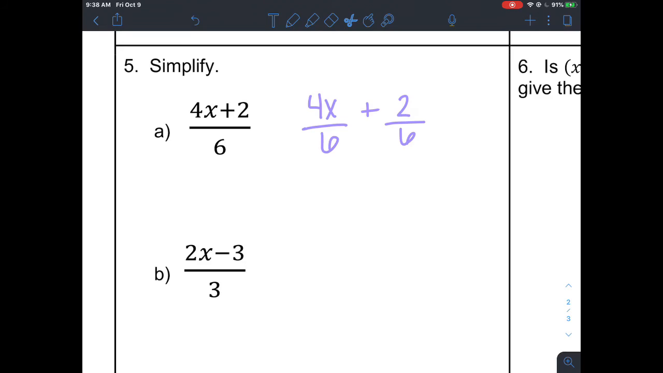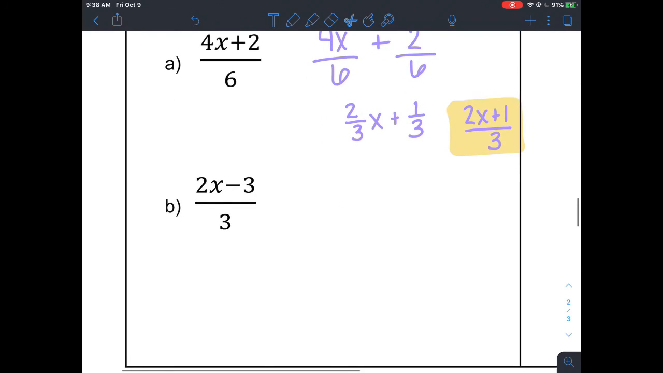Next one, we need to simplify these 2 fractions. The way I like to do it is I like to split them up so that I have 2 fractions, each with the same denominator. So I have 4x divided by 6 plus 2 divided by 6. I can reduce those fractions to 2/3 x plus 1/3. And then I notice that my denominator is still the same. So I'm actually going to combine them back together for a final answer.